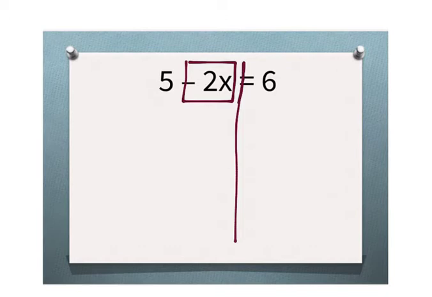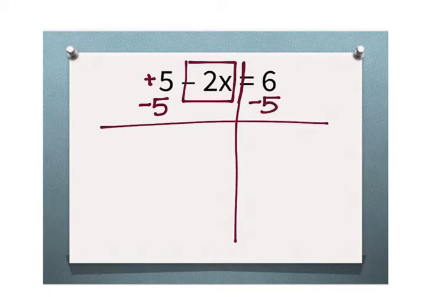I want to get rid of this 5. And like I mentioned just a second ago, it's a positive 5. So let's think about that. How could you zero out a positive 5? What would be the opposite of that to get to 0? The opposite of positive 5 would be negative 5 on both sides. I'm going to do that to both sides. Positive 5 and negative 5 zero out.